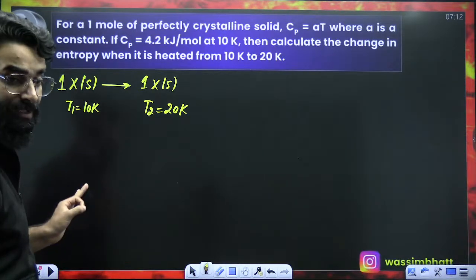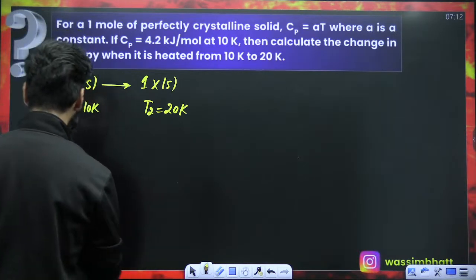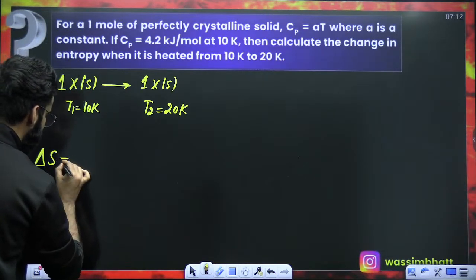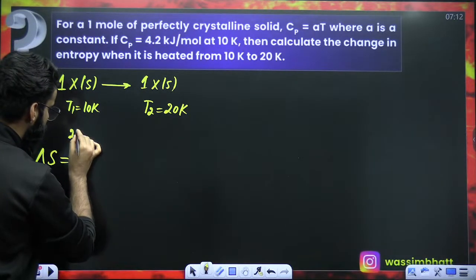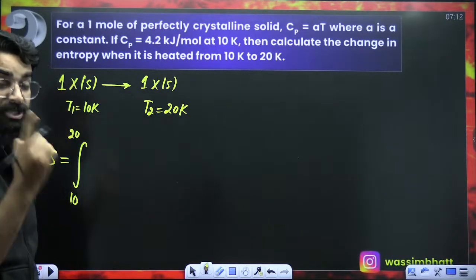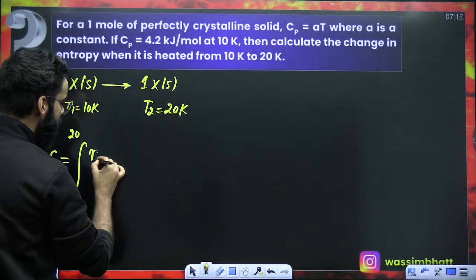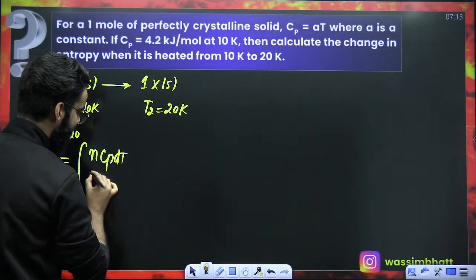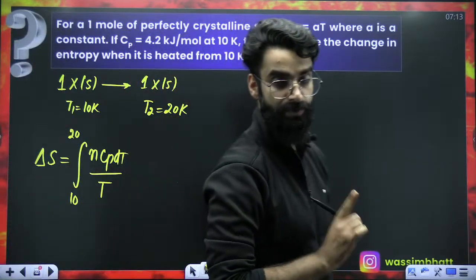There will definitely be a change in its entropy, right? That change in entropy we have to calculate, which is the integral from T1 to T2 of dq by T. Check what is given. Cp is given, so instead of dq, you write n Cp dT divided by T. This is the formula which you have to use.